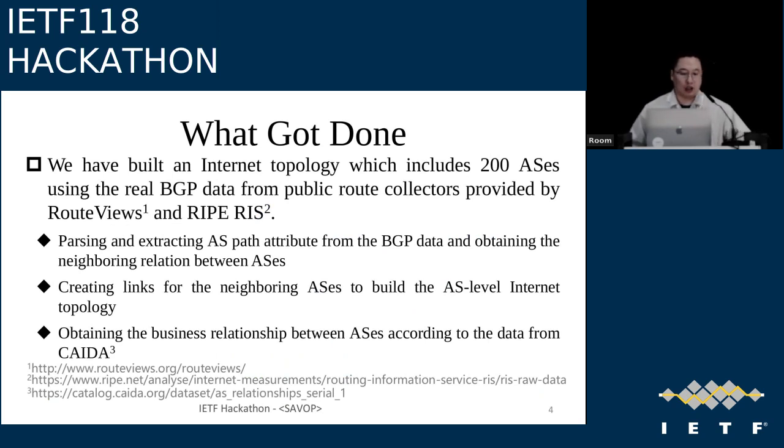What got done? First, we have built an internet topology which includes 200 ASes using the real BGP data from public route collectors provided by RouteViews and RIPE RIS. In order to build the topology, we parse and extract the AS path attribute from the BGP data and obtain the neighboring relation between ASes, and then create links for the neighboring ASes to build the AS-level internet topology. Besides, we also obtain the business relationship between ASes according to the data from CAIDA.